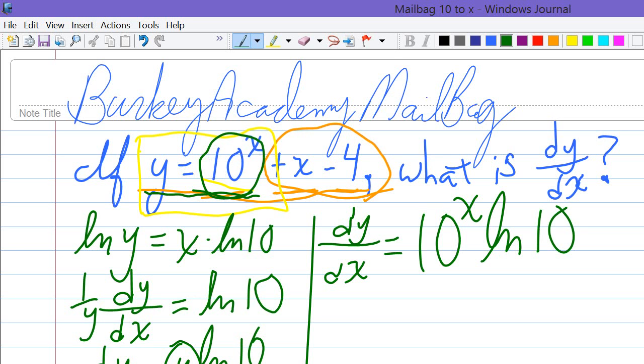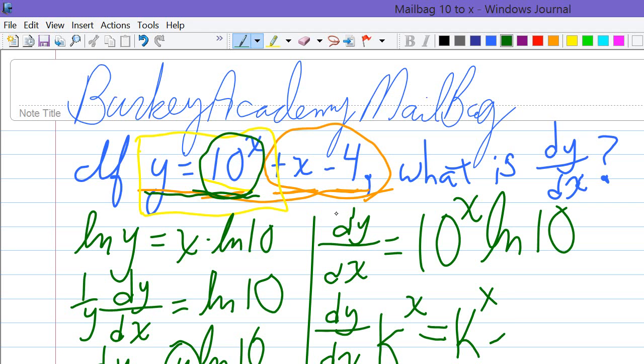Now, what's the general rule then? You can kind of see the pattern here of what we did. The general rule is if you have an exponential function like 10 to the x, then the derivative, dy dx, this is how you see it written in a textbook, of k, some constant, to the x, equals k to the x, the same thing, times the natural log of the constant, the natural log of k.